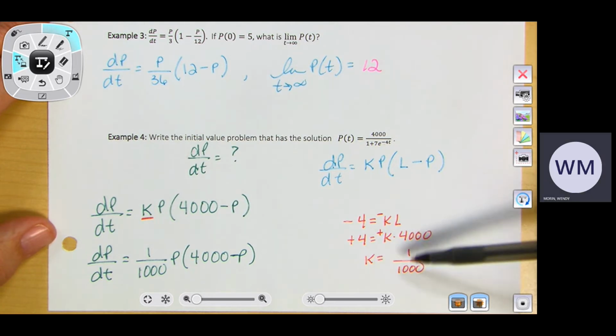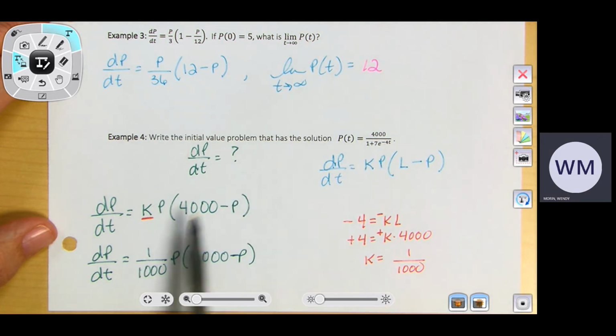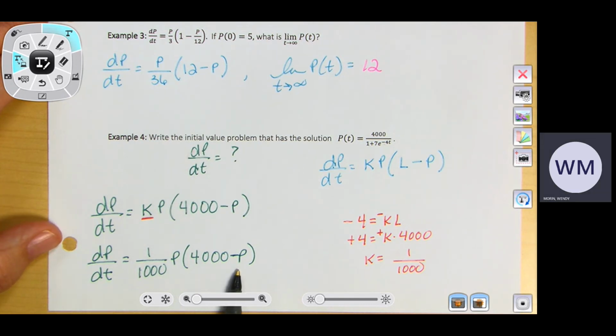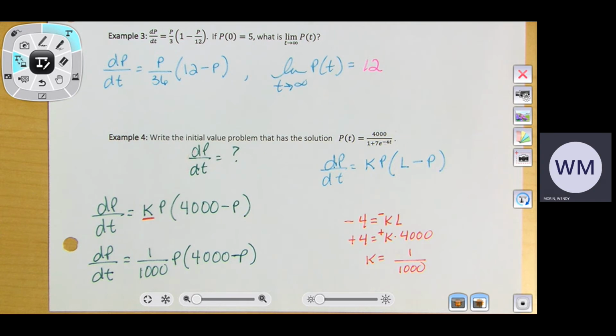So here's my k, which goes here. And I know that this 4,000 is my L, so that goes here. So there's my differential equation. And that's it. I hope that makes sense.